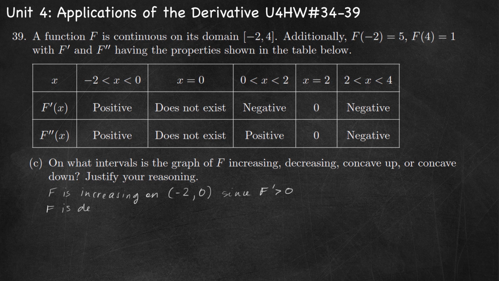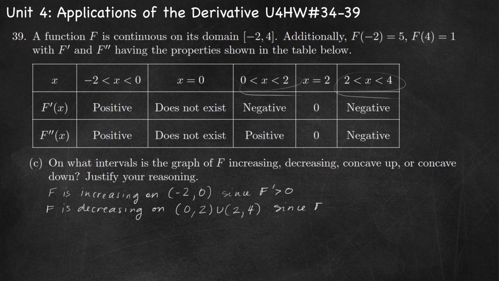F is decreasing wherever f prime is negative. So decreasing, we're negative here and here. So from 0 to 2, union 2 to 4.